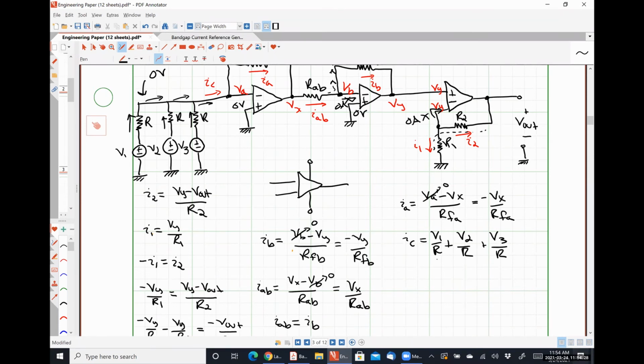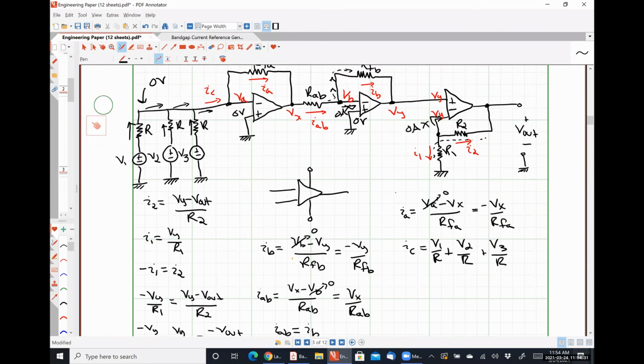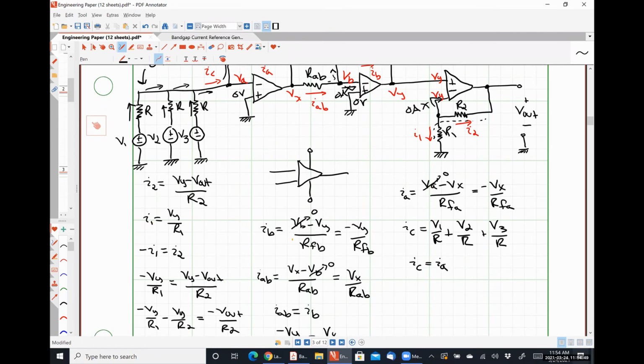All right, so now we need to write an equation relating IC and IA. And again, they have to be equal because IC can't flow into the input terminal, and so it has to go upstream and go through this feedback resistor, meaning that IC equals IA. And so let's substitute in our equations, and so we get negative Vx over RFA equals V1 over R plus V2 over R plus V3 over R.